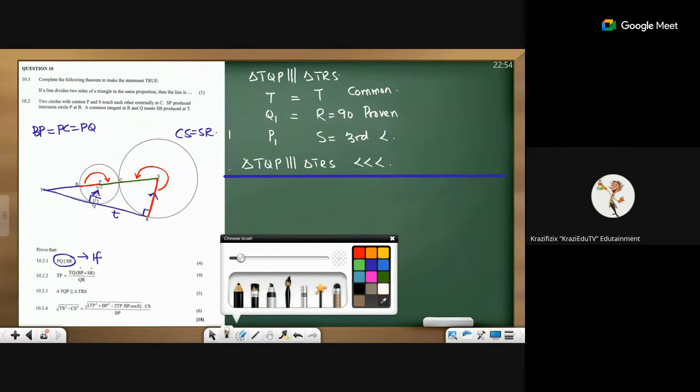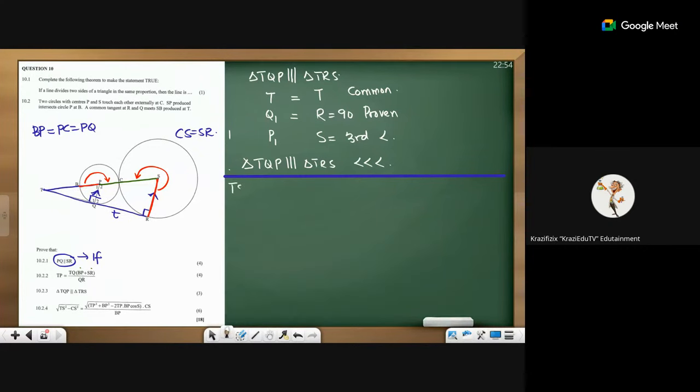Pythagoras, we're going to walk through side by side. TS squared, that's a hypotenuse, right, is equal to TR squared plus SR squared. I'm seeing something. SR is equal to CS. Don't forget. TS squared, therefore, is TR squared plus CS squared. Lovely. TS squared minus CS squared equals TR squared.